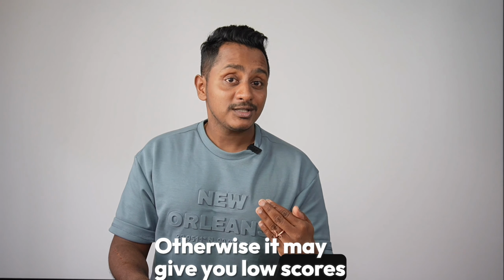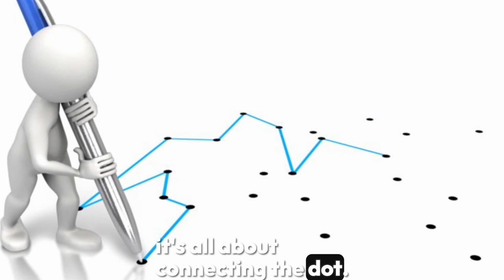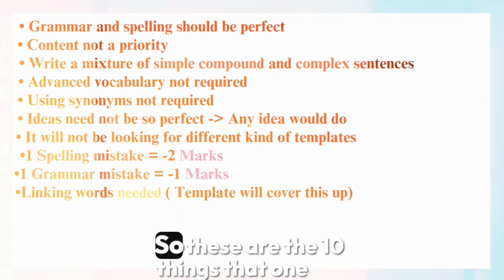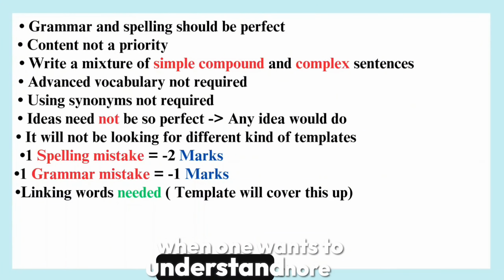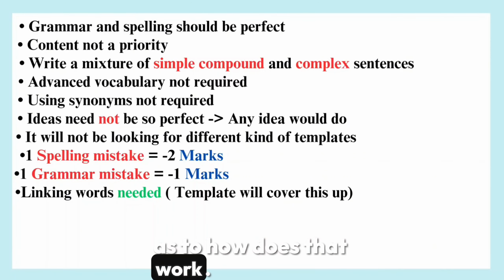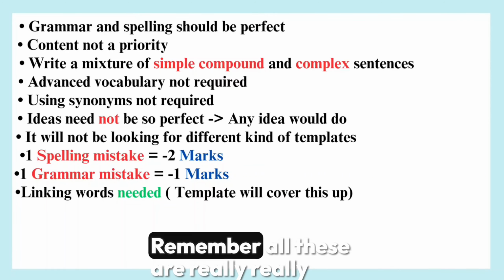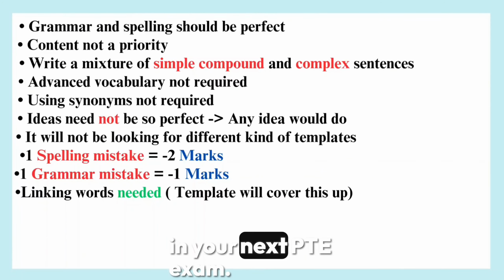Otherwise, it may give you low scores because of linking words. It's all about connecting the dots. It's not about just randomly putting the dots, it's about connecting them. This is also very, very important. So these are the 10 things that one needs to keep in mind when one wants to understand more about how the PTE essay algorithm works. So take a screenshot of what you're seeing. These are all the cheat codes. Remember, all these are really, really beneficial for your scores in your next PTE exam.